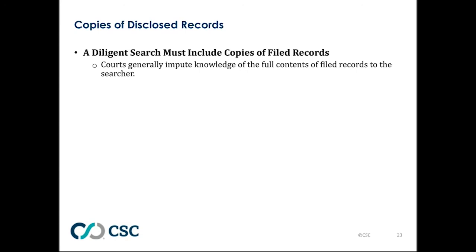First of all, it is critical to get copies of all the disclosed records, and the reason is that the courts will hold that a searcher has knowledge of the full contents of all the disclosed records, not just what appears in the summary. And summary listings provided by a filing office simply do not provide the necessary details of the transaction. In fact, they frequently only list some of the parties and not all of the parties involved. They may or may not provide some indication of the collateral, and as a result, they're of limited utility. They're good as an index, but not for detail.